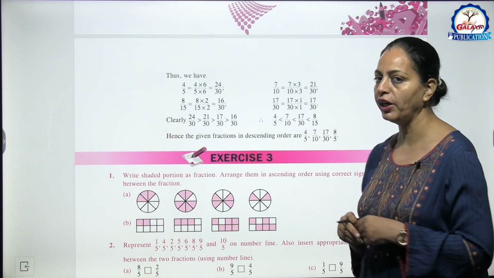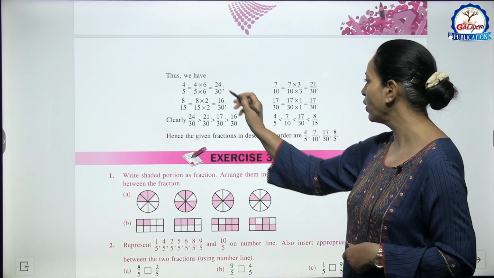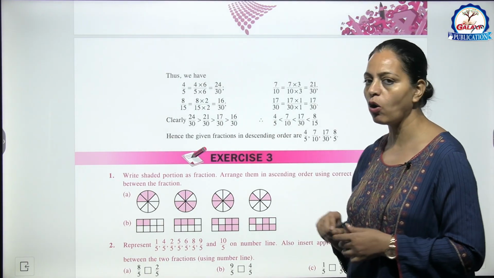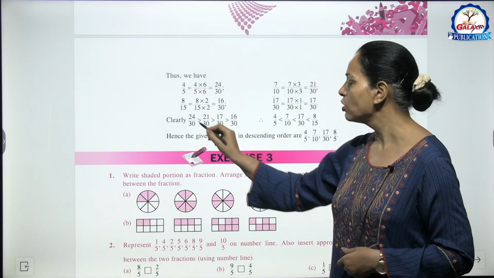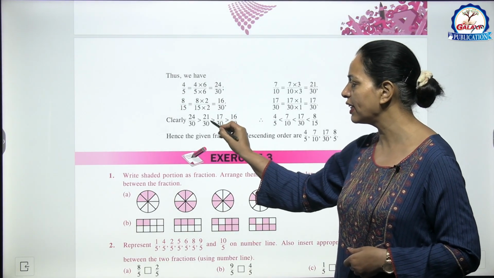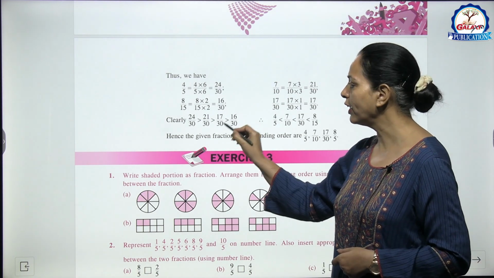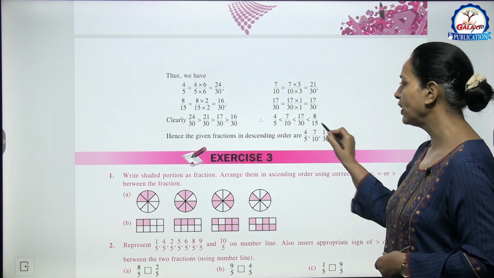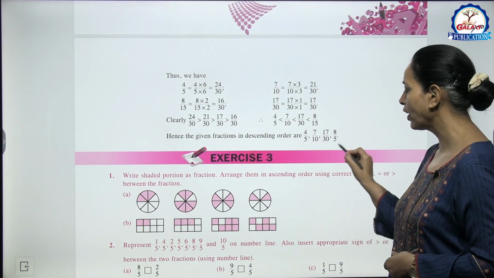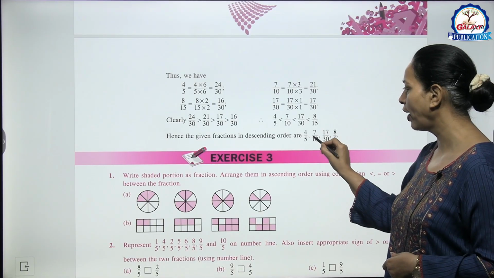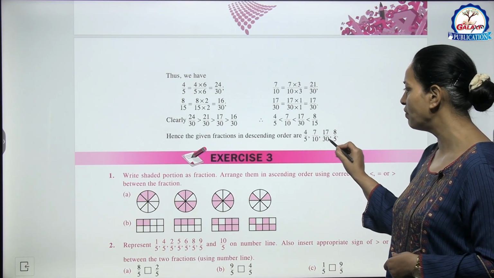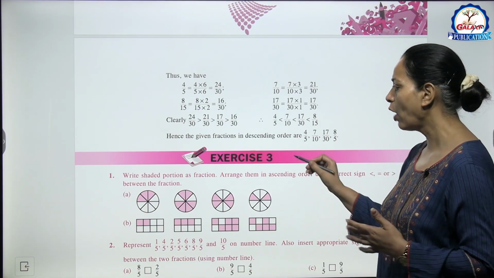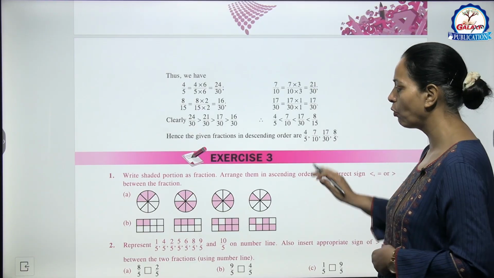Now compare the numerators. The greatest one is 24 and the smallest one is 16. So write in decreasing order, greatest to smallest. So 24 by 30 is greater than 21 by 30, greater than 17 by 30, greater than 16 by 30. Now write in actual form, actual fractions. So the answer is 4 by 5, comma 7 by 10, comma 17 by 30, comma 8 upon 15. Okay. Now exercise 3 based on such type of examples.